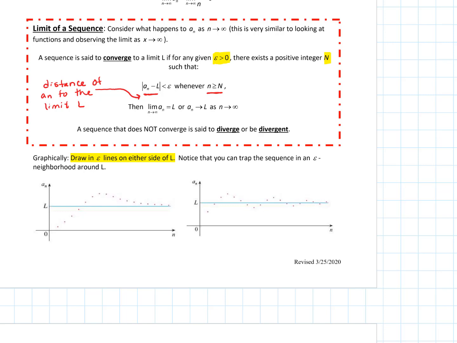So that's just a way of saying that the limit as n approaches infinity of a sub n equals L. Okay, and so there's just a couple different ways. Otherwise, if we can't show that, then we would say that the sequence is divergent.